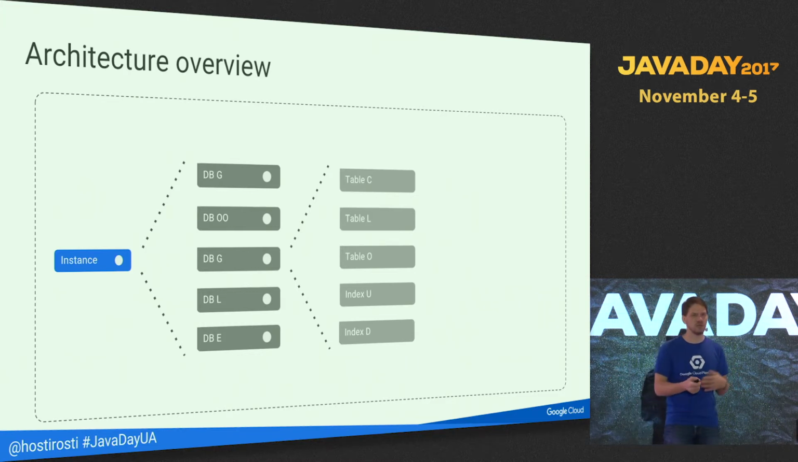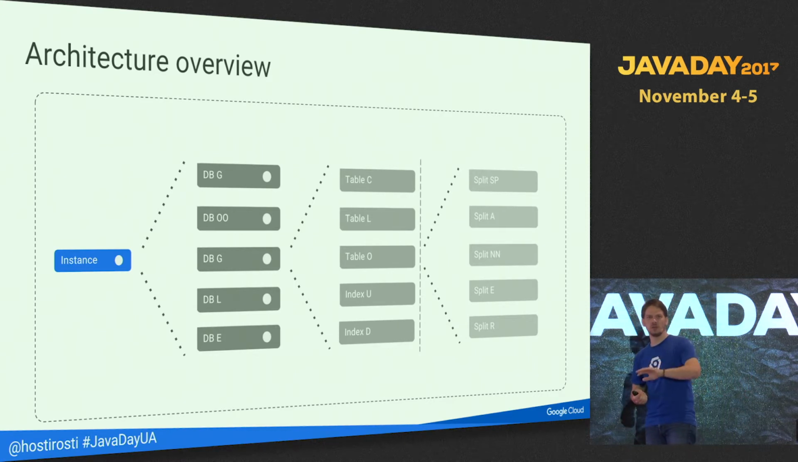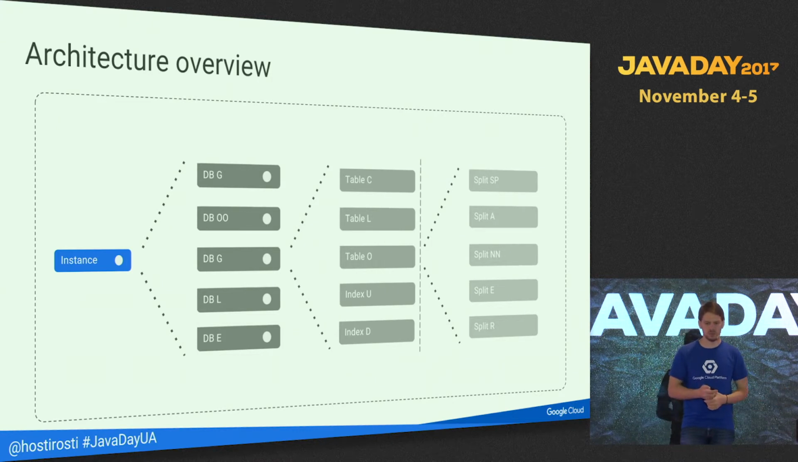Now we have another one, an internal concept, which actually allows us to scale horizontally. We call that a split. What is a split? You can imagine if you have a table with a primary key, and you have this table sorted by primary key, we chop up that table in chunks. Each of these chunks is called a split. We chop it up lexicographically or alphanumerically by the primary key. And then you have multiple splits of your table. That allows us to actually scale.